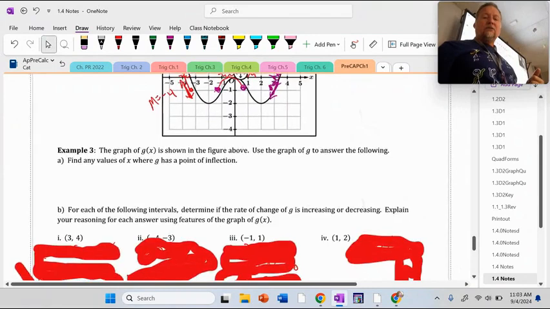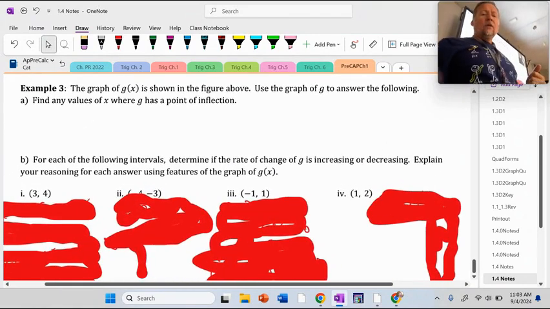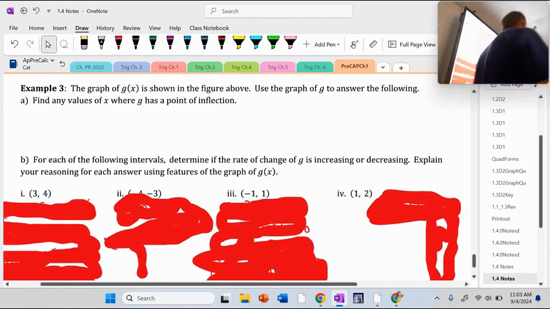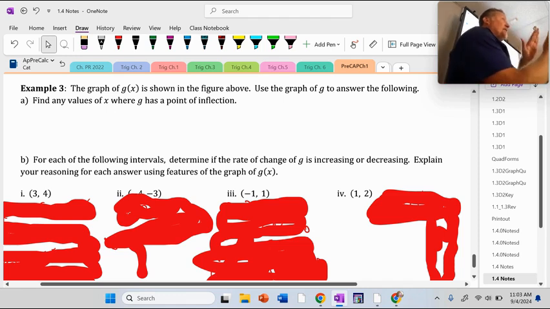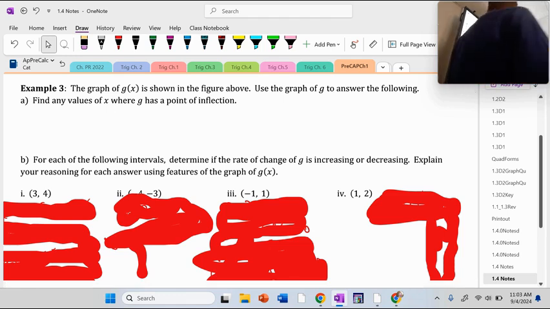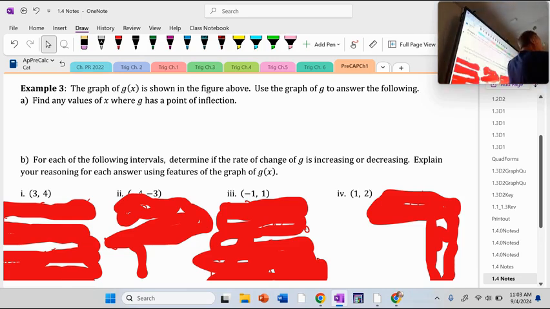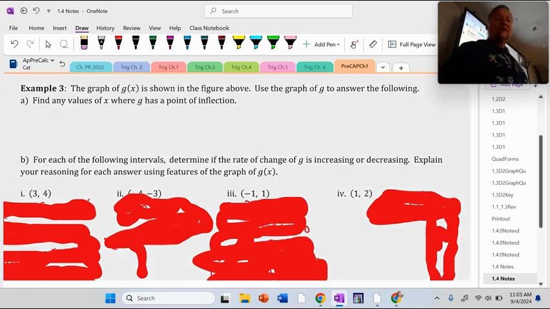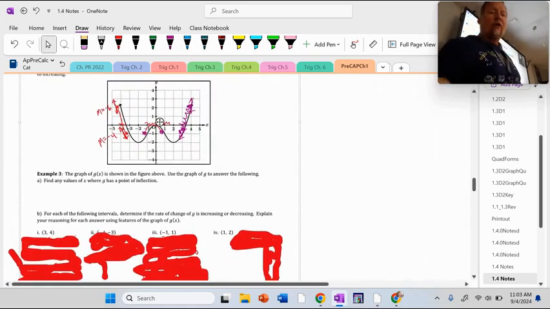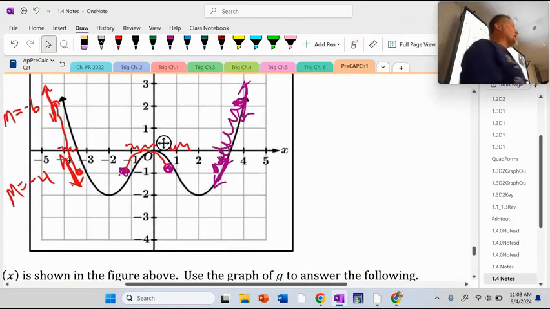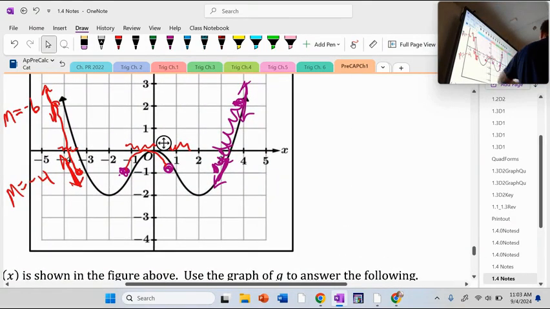So this just says we're going to use this. Now pay attention, because this is what that sheet had. It had differences. It asks if the rate of change of G is, it doesn't say positive or negative, it says increasing or decreasing. This is the thing that I showed you. Those are different things. So let's look at this from 3 to 4. Let's answer different questions before I actually answer the question.